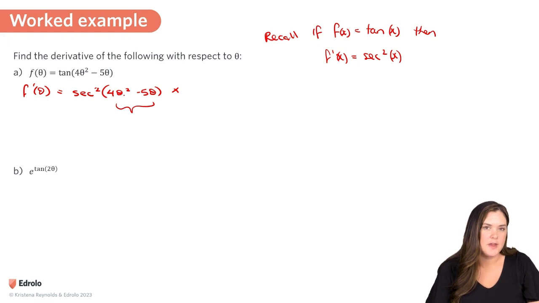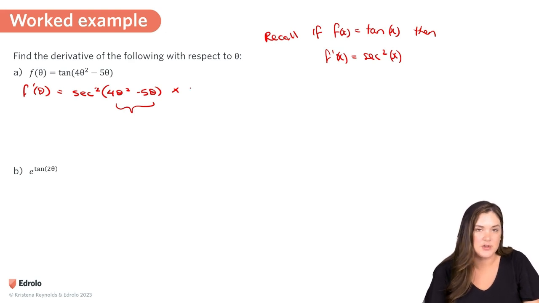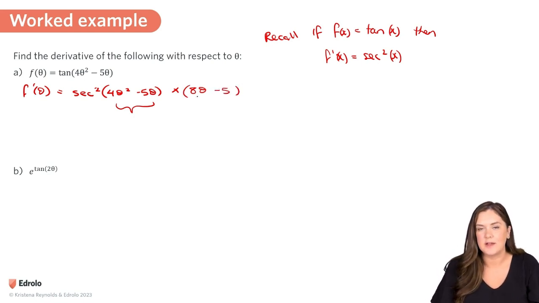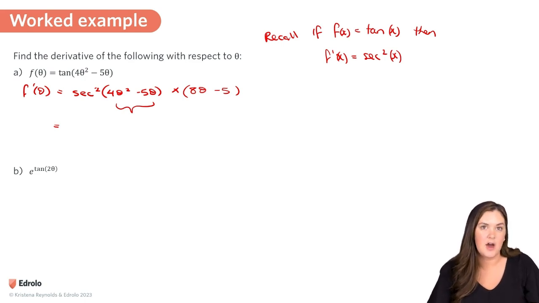So I've got 4 theta squared take away 5 theta. The square is going to multiply by the 4 at the front, so I'm going to have 8 theta. And then differentiating negative 5 theta, I just get negative 5. Just be careful that you keep those all in brackets as well, so we're multiplying by that whole part, not just the 8 theta out the front. And I'm just going to rewrite that so I have the 8 theta take away 5 at the front rather than at the back.